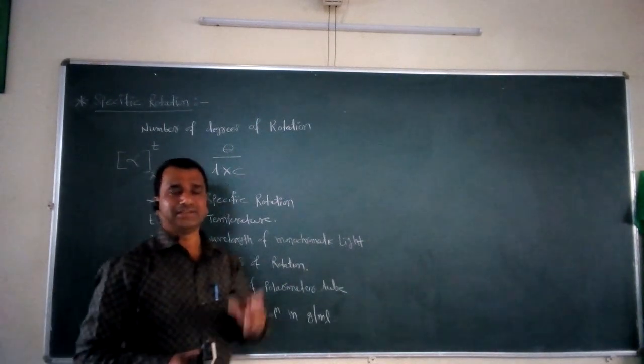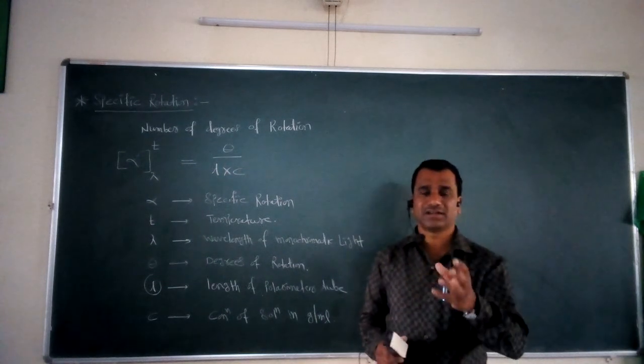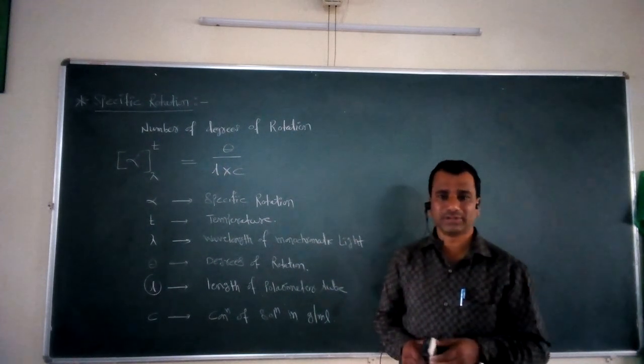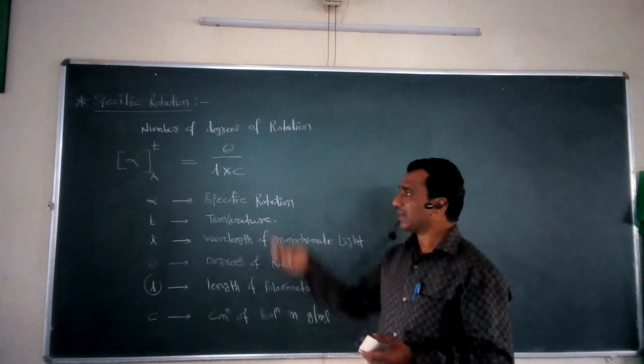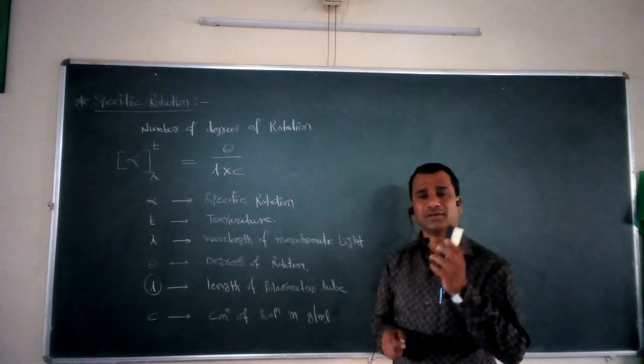So commonly, the length of a polarimeter tube can be taken as 10 centimeters. That length of a polarimeter tube is commonly used. So this is the specific rotation shown by a solution of a particular molecule.